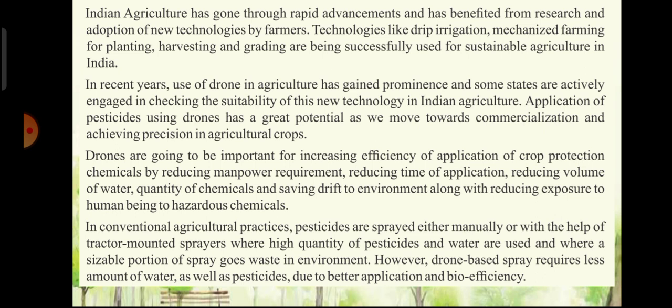In conventional agriculture practices, pesticides are sprayed either manually or with the help of tractor-mounted sprayers where high quantity of pesticide and water are used and where a sizable portion of sprays goes waste in environment. However, drone-based spray requires less amount of water as well as pesticide due to better application and bioefficiency.